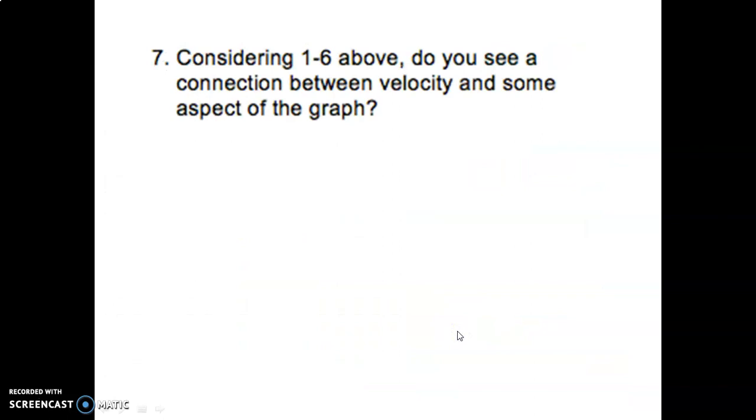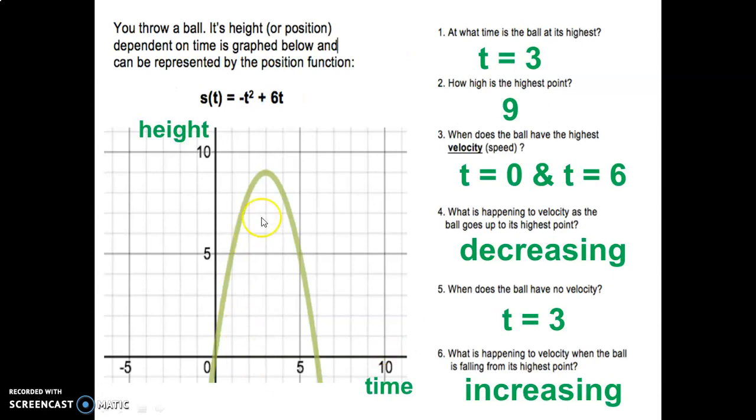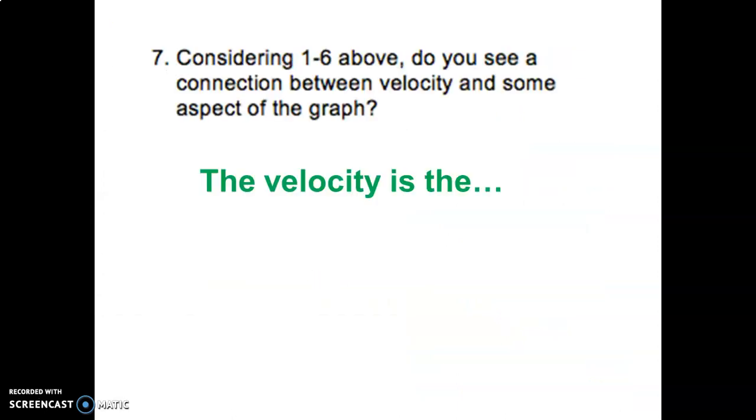Okay, so considering 1 to 6 above, do you see a connection between velocity and some aspect of the graph? So again, look at the graph. Is there a connection between velocity and something you see on the graph? Well, that connection should be clear, I hope. The velocity is the slope, right?